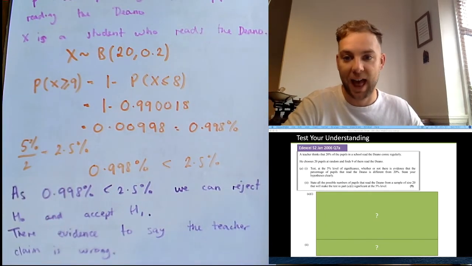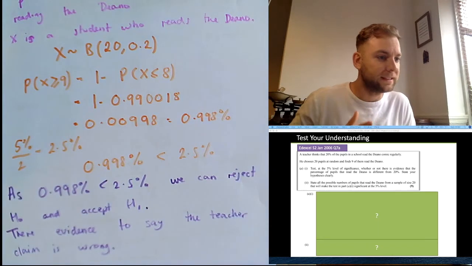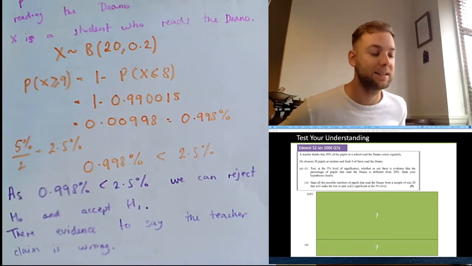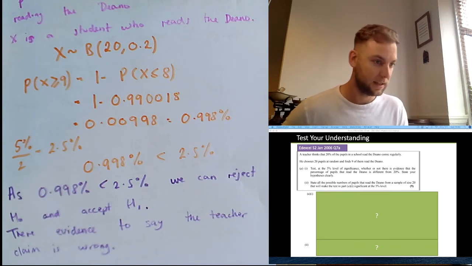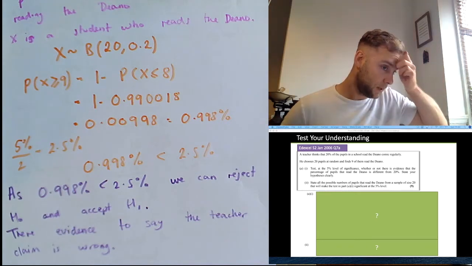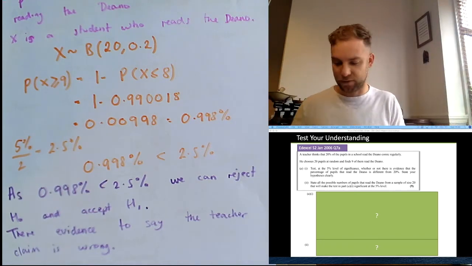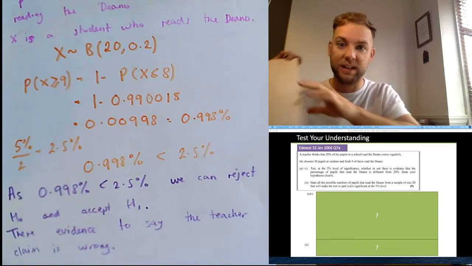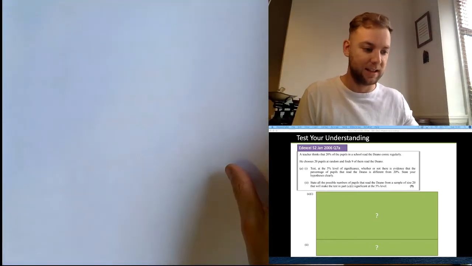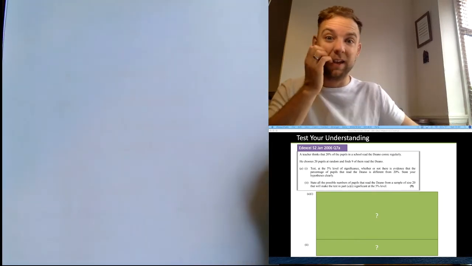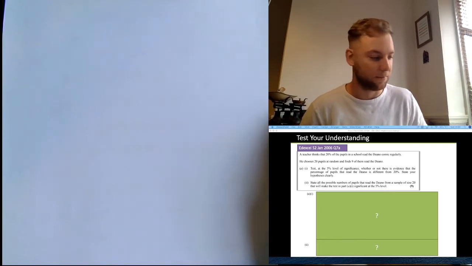Okay, so that was part A. So part B says, state all the possible pupils that read the Dino from a sample size of 20 that will make the test in part A significant at a level of 5%. Now, remember that we need to look at both sides of the tail. What this is asking for is those critical regions. What are the sample sizes that will give me a result at 5%?